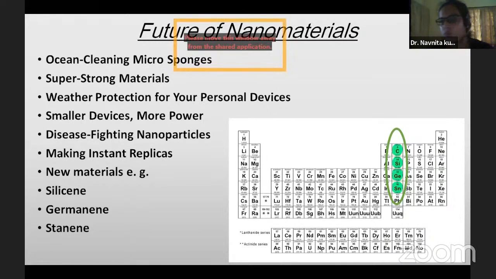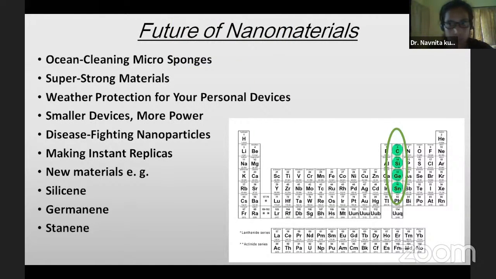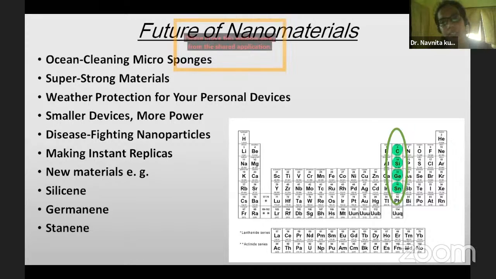Weather protection for your personal devices: when we go outside, our phone and our laptop are with us, and if it's raining, we panic that water will go inside and it will not work. So we have to think about how we can make our phone hydrophobic, so that water can't affect it. Disease fighting nanoparticles for drug delivery, making instant replicas, which can also be useful for any DNA type of problems.